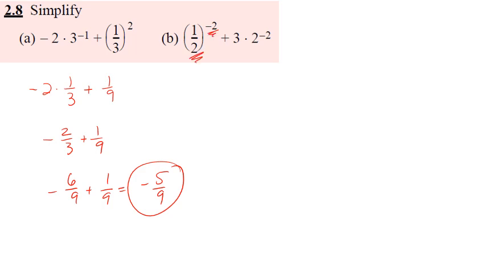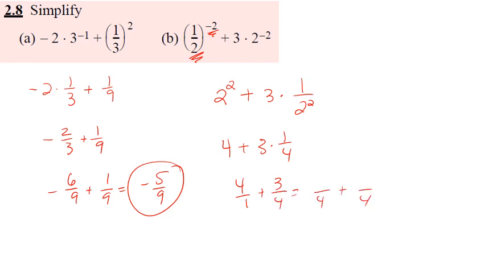Okay, next example. When you have a fraction raised to a negative exponent, you're just going to write the reciprocal of that fraction. So reciprocal of 1/2 is 2 over 1. Instead of writing 2 over 1, you can just write 2, and then the exponent becomes positive. Plus 3 times 1 over 2 squared. So this will be 4 plus 3 times 1/4, which is 4 over 1 plus 3 over 4. Common denominator is 4. And this will be 19 over 4.